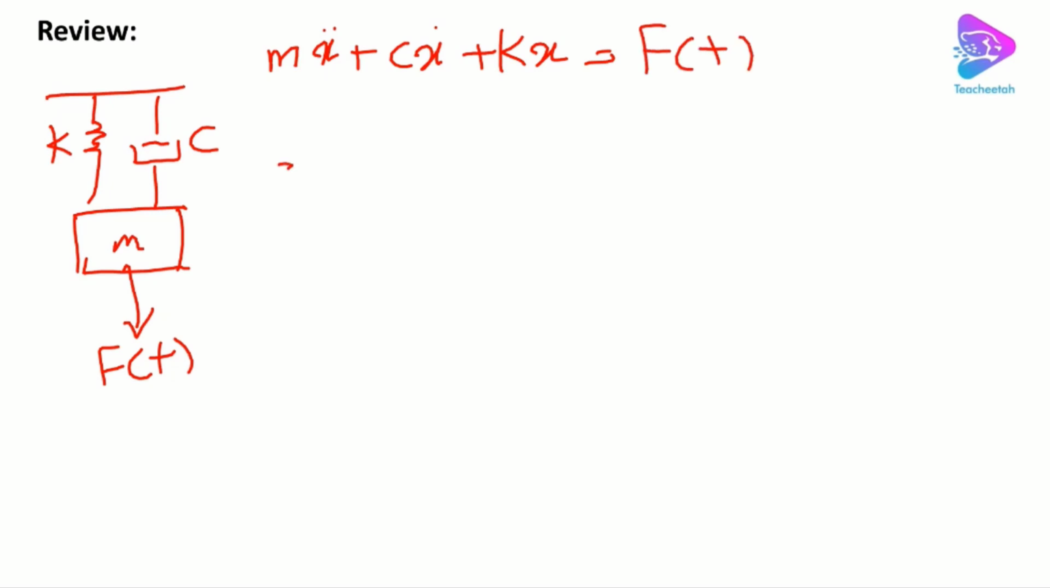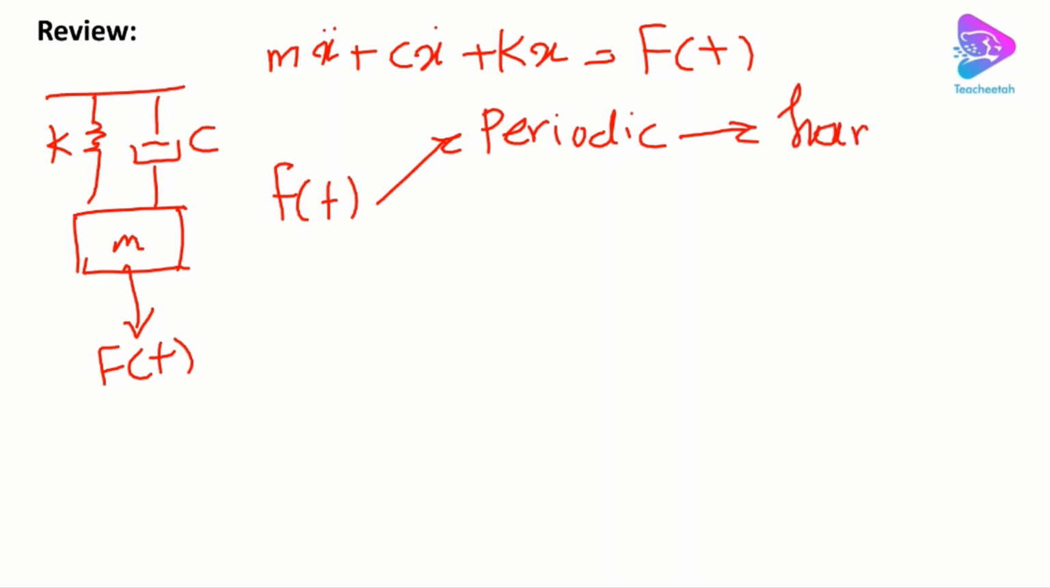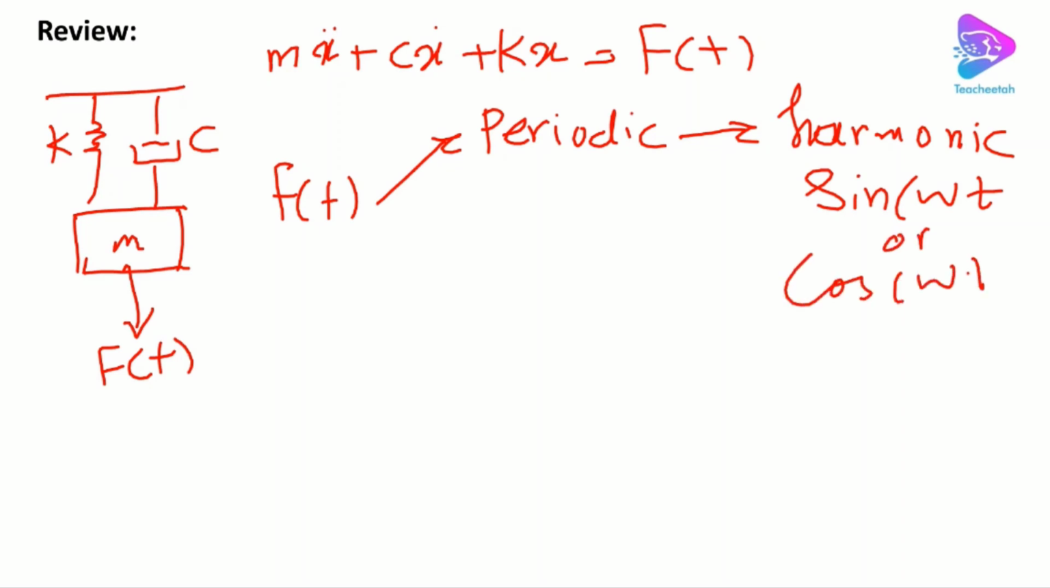And for F(t) we had the cases that the force was periodic, right? For the periodic case we had also two cases. The case that the force is harmonic, which means that the function is a cos or sine function, like sine omega t or cos omega t, right? And omega is the frequency of excitation. We also had the case that the force is periodic, but it is not harmonic, and we call it non-harmonic. And we showed that before, right?